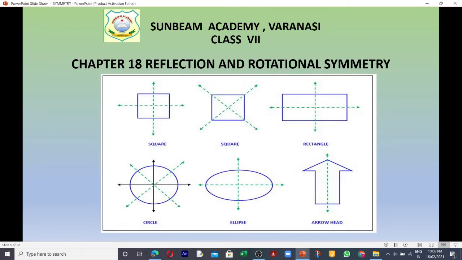See these figures, children. Square has 4 lines of symmetry, 2 from the diagonals, along with horizontal and vertical. So total 4. Then rectangle has 2 lines of symmetry. Circle has infinitely many lines of symmetry, we can't count them. Ellipse has 2 lines of symmetry. This particular shape has 1 line of symmetry only, it's vertical only.